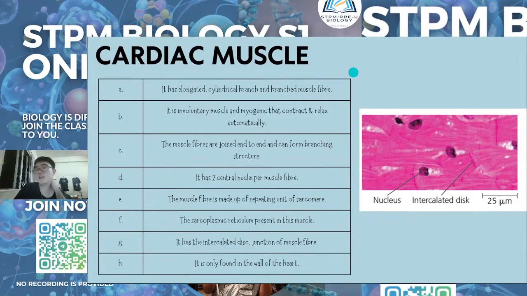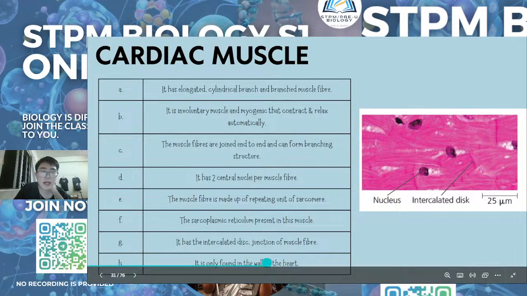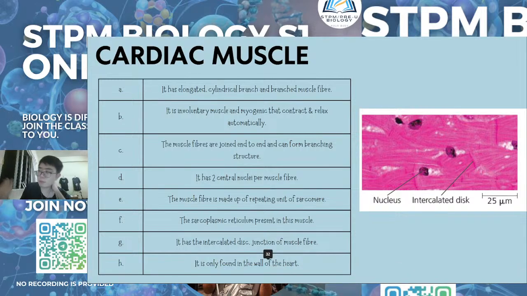Okay, so the last muscle is the cardiac muscle. Cardiac muscle is the special muscle we only find in the heart. Only the heart has this muscle. The others don't have cardiac muscle. Only the heart has this muscle.